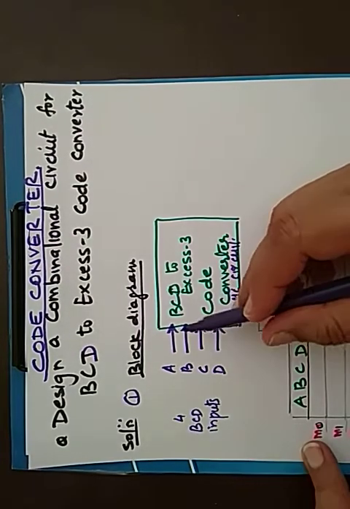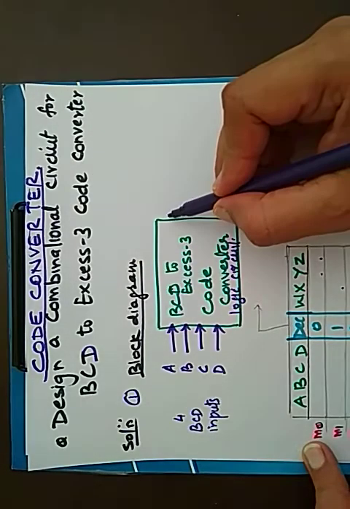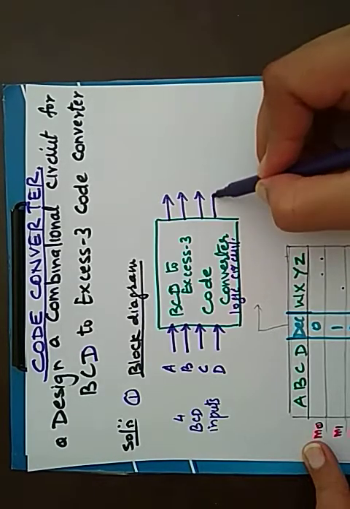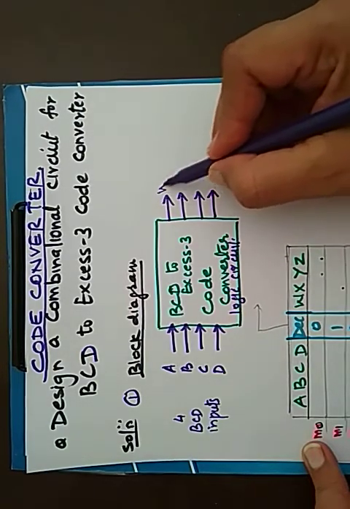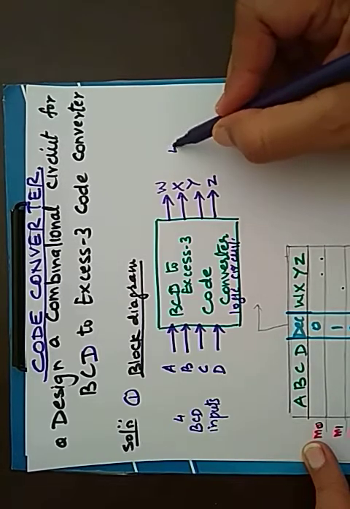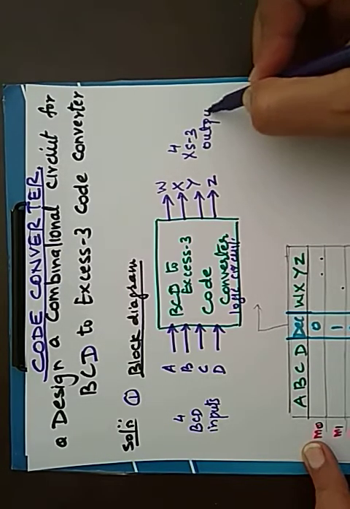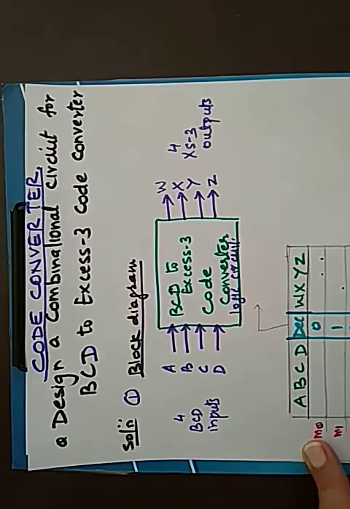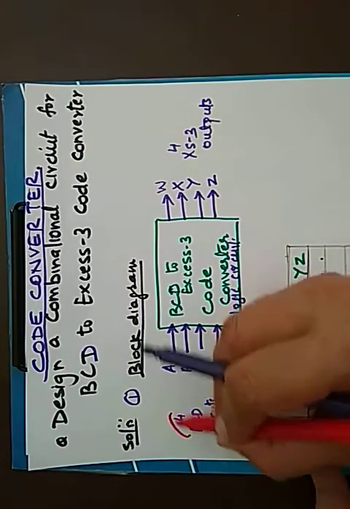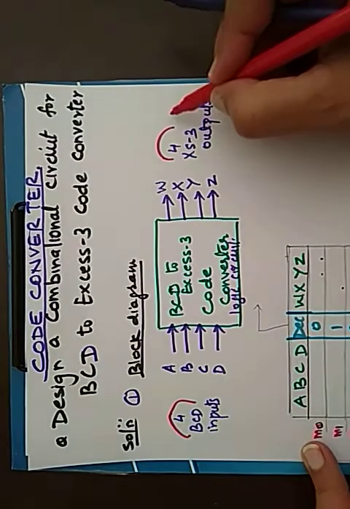This has to convert the BCD input into its corresponding XS3 code. We also know that the XS3 is also a 4-bit code. Let us label those as W, X, Y, Z. So these are the 4 XS3 outputs. So we have now, first step, we have found that there are 4 inputs required and the circuit has 4 outputs.